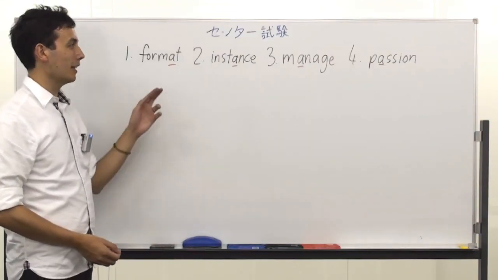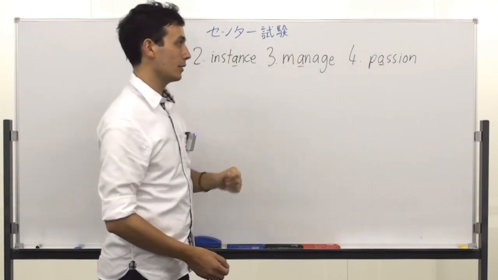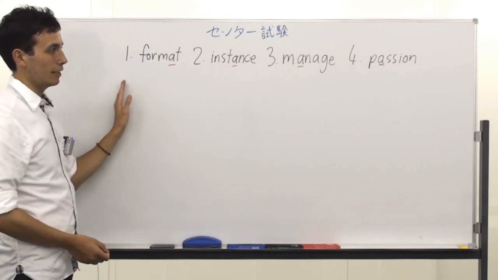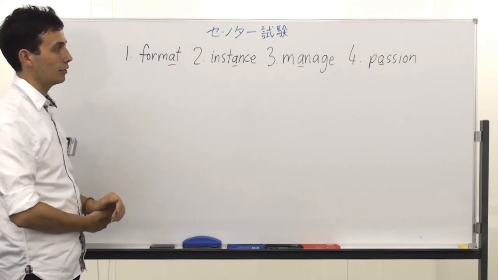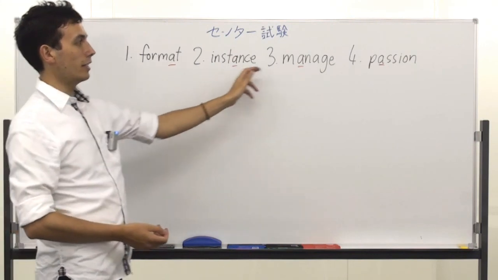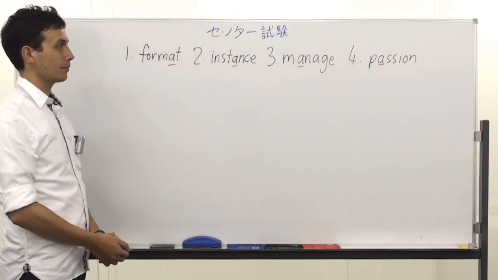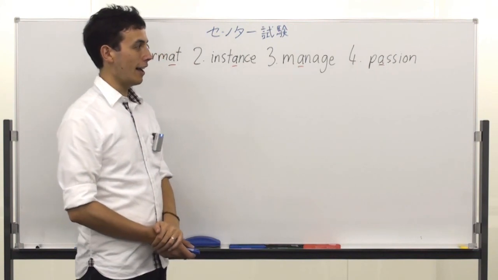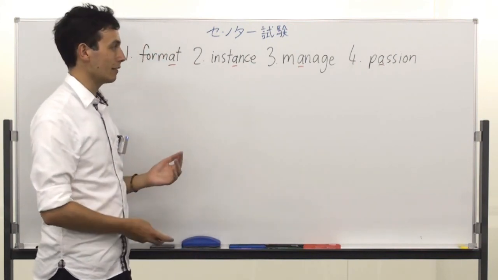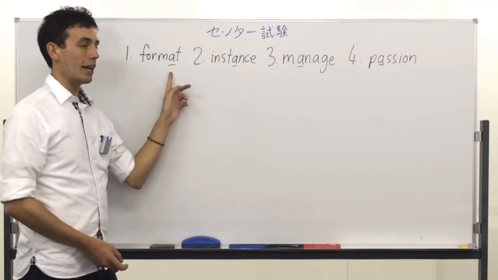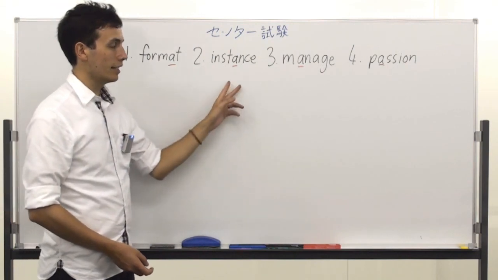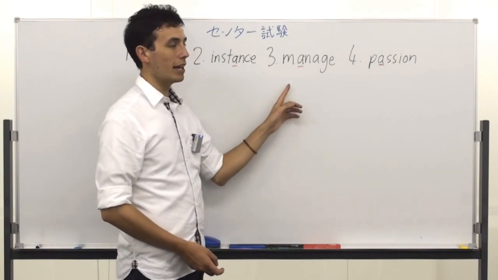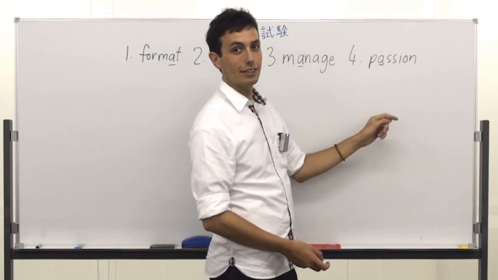Our question today focuses on the A sound in each of these words. The A by itself, that is. So let's take a look at these words individually. But first, I'm just going to give you, say, 5 seconds to look at these and see if you can work out which A sound is different from the rest. So, let's read these words out and see if you can figure out, just from the sound, which one is the right answer. First, format. Instance. Manage. Passion.